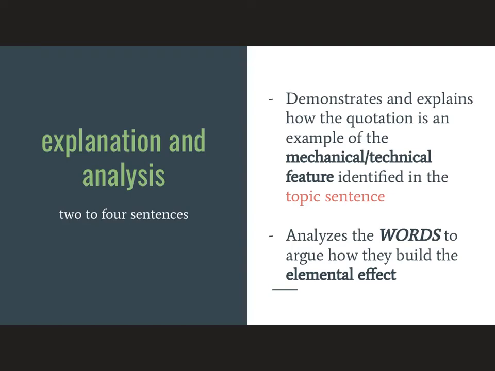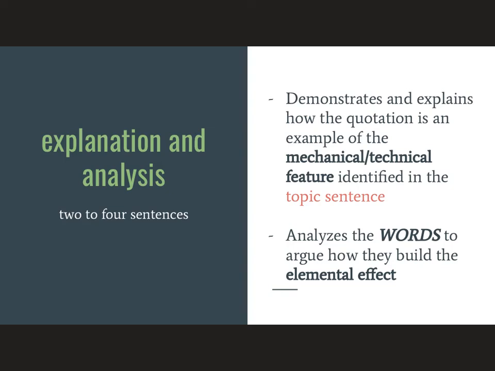So, keep in mind that the explanation and analysis is going to demonstrate and explain how the quotation is an actual example of the literary technique or device that you identified in the topic sentence. So for example, if we're addressing a simile, right? This section of the paragraph is going to say, hey, this is a simile. This is how we know this, right? I'm going to prove the fact that it's a simile. Additionally, this section is going to analyze the language and link it to the larger element you're trying to make an argument about. So if you're writing about characterization, this is where you'll say, this simile directly or indirectly characterizes this person in this way.